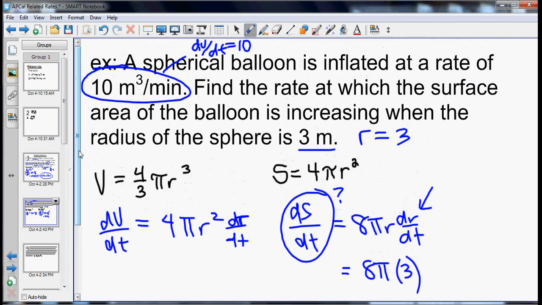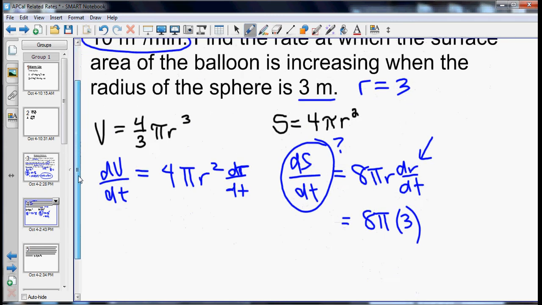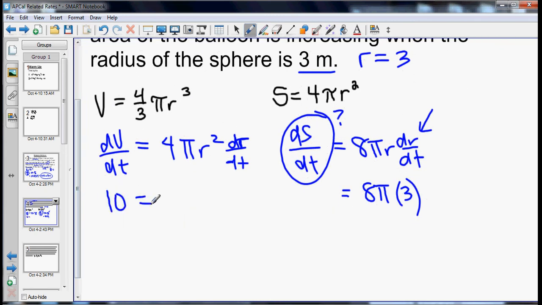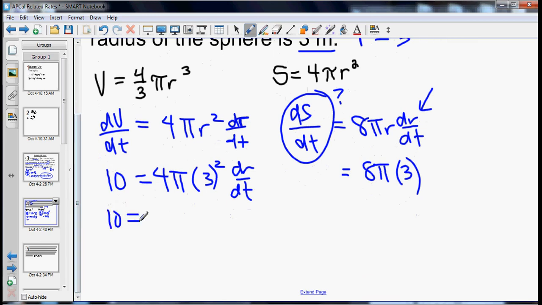dV/dt is 10, r is 3, and so we see in this other equation that we can solve for dr/dt. 3 squared is 9 times 4 is 36. So I get dr/dt is equal to 10 over 36 pi. Make sure you note I am putting pi in the denominator. Pi is not out to the side, it's in the denominator with the 36. So that's my dr/dt, so I'll put that over here.